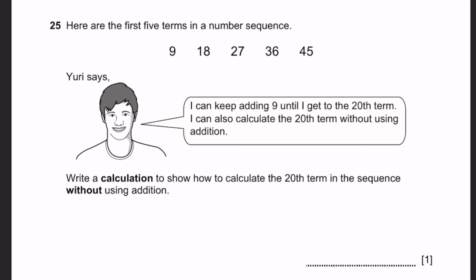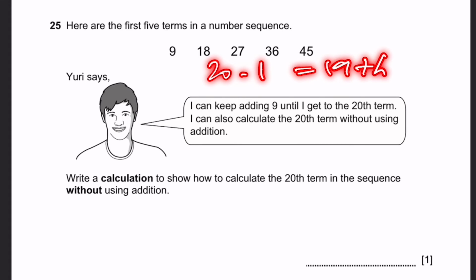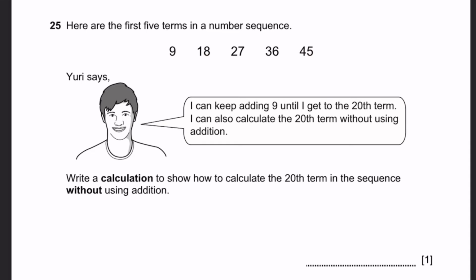Question 25. Here are the first 5 terms of a sequence: 9, 18, 27, 36, 45. Yuri says, I can keep adding 9 until I get to the 20th term. I can also calculate the 20th term without using addition. Write a calculation to show how to calculate the 20th term in the sequence without using addition. Well, the calculation we can write is just use the first term, which is 9. And then how many more terms do we need? That's 20 minus 1, which is 19 terms from the first one, or 19 to the right of the first one. So that means every time you add 9, you have to add it 19 times. So it'll be 9 plus 19 times 9.